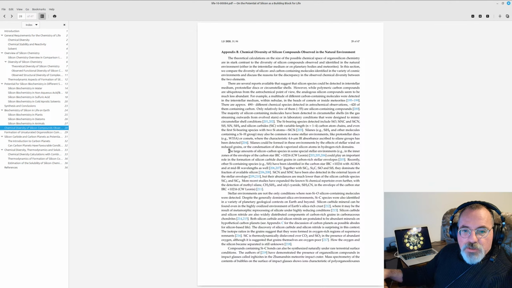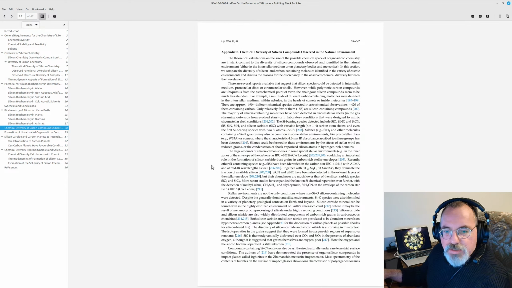The large amounts of silicon-carbon species in some special stellar environments, for example, in the inner zones of the envelope of the carbon star IRC plus 10216 CW Leonis, could play an important role in the formation of silicon carbide dust grains in carbon-rich stellar envelopes. Recently, other silicon-containing species, for example SiS, which is silicon and sulfur, have been identified in the carbon star IRC plus 10216 with ALMA and at mid-infrared wavelengths as well.